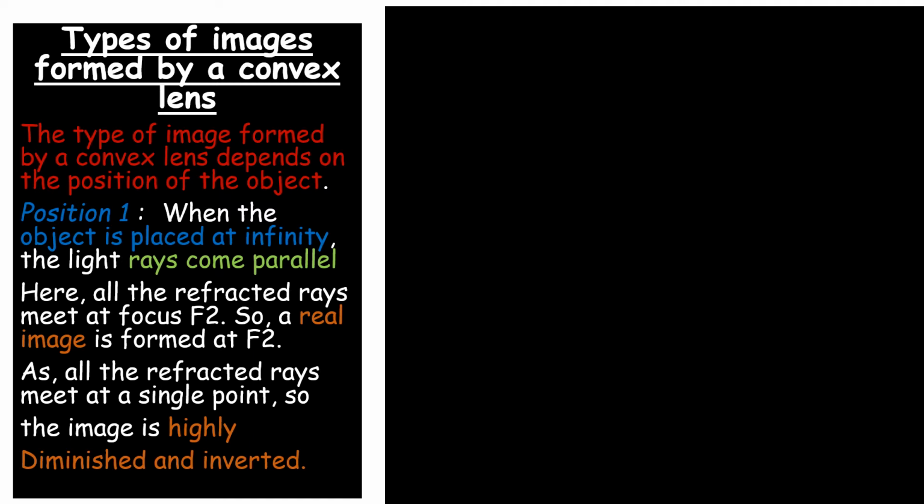First case, position 1, when the object is placed at infinity, the light rays come parallel. Here all the refracted rays meet at focus, that is called f2. So a real image is formed at f2. As all the refracted rays meet at a single point, the image is highly diminished and inverted.